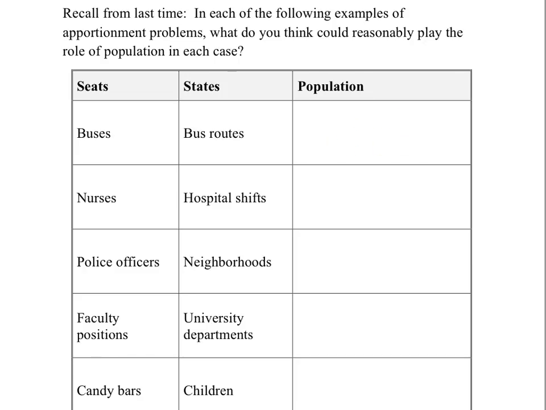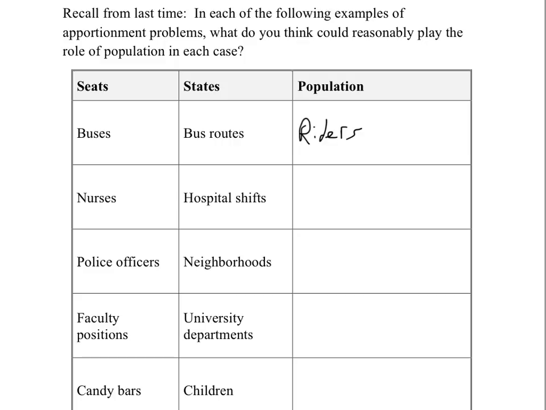So buses are apportioned to bus routes based on riders. That's a reasonable answer. The more people ride the A bus each day compared to the B bus, the more buses should be allocated to the A route compared to the B route.